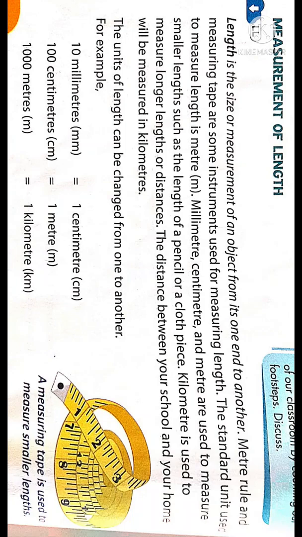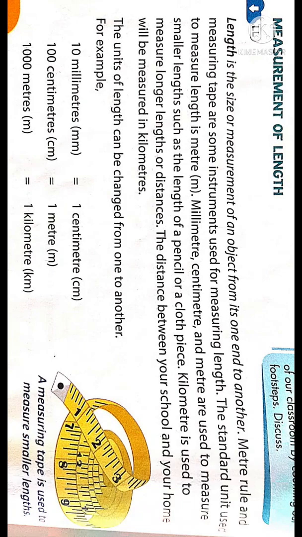The unit of length can be changed from one to another. For example, 10 millimeters equal 1 centimeter, 100 centimeters equal 1 meter, and 1000 meters equal 1 kilometer. Okay children, now we are going to see how we measure length.